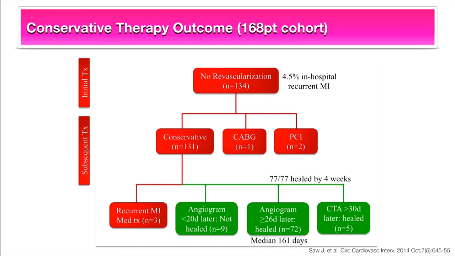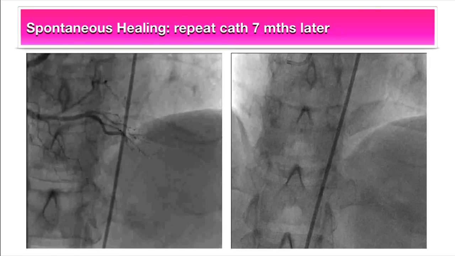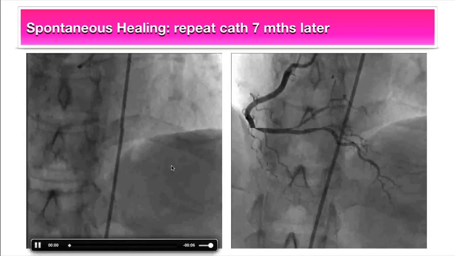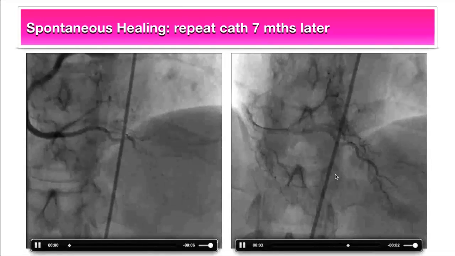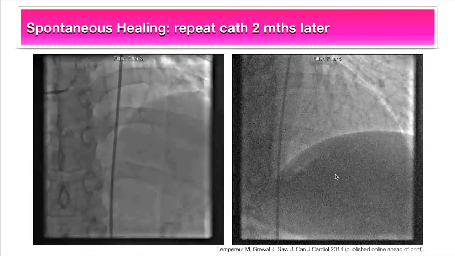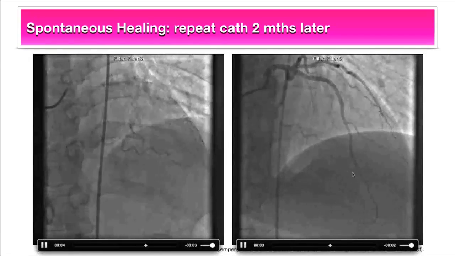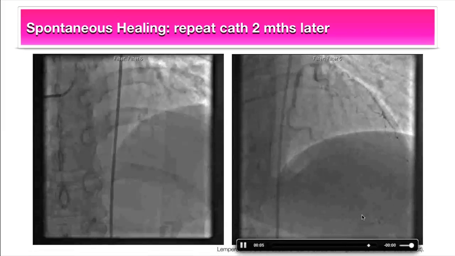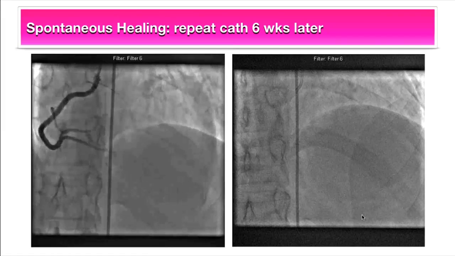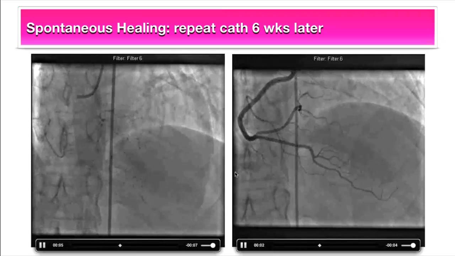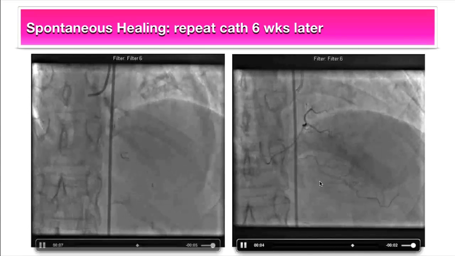In fact, when we repeated coronary angiograms in almost 80 of these patients, all showed healing of these arteries by 4 weeks. Just showing very briefly here, the RPDA is dissected in one of these patients. 7 months later, the artery has nicely healed spontaneously. And this is another example, showing the dissected LAD I showed earlier and spontaneous healing a couple of months later. And here's another example, RPDA type 1 angiographic dissection, and 6 weeks later, angiographic healing.